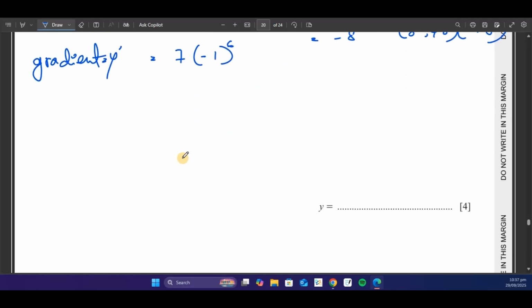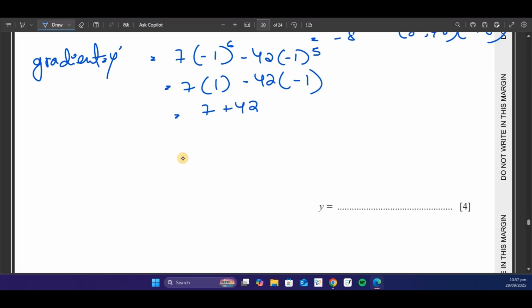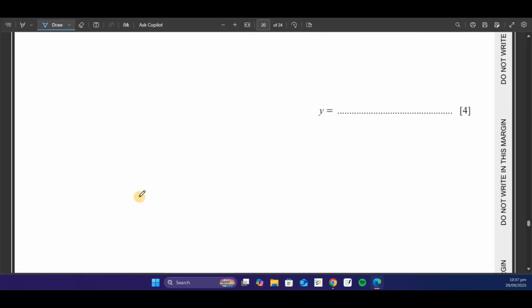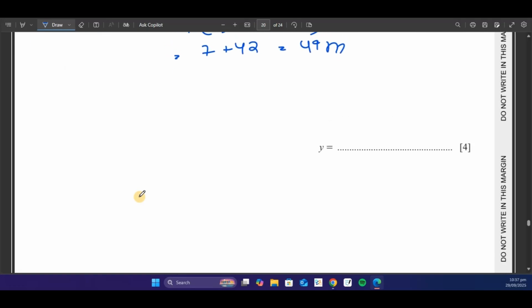So, 7(minus 1)^6 minus 42(minus 1)^5, that's the differentiated equation that we're putting it in. That would give us 7 plus 42, and that would be 49. That is our gradient. Alright, moving forward. Equation of the tangent.